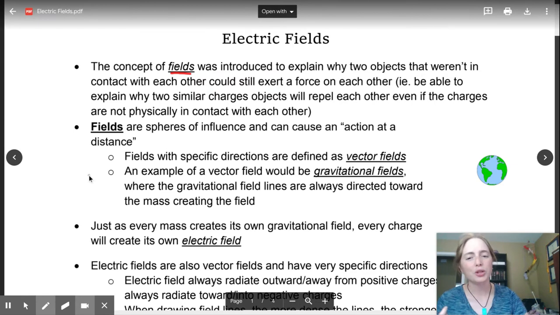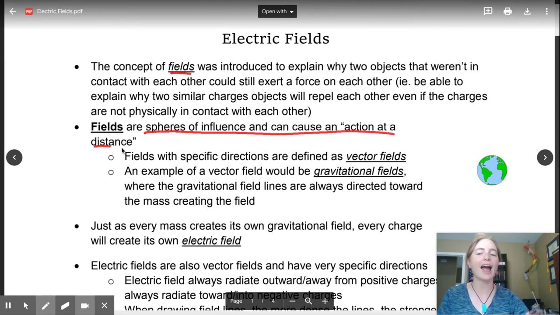So you could see fields, by definition, as spheres of influence that are action at a distance, or force applied at a distance. A field that has a specific direction involved is a vector field, and electric fields are vector fields. They do have a very specific direction involved. Like we did last year, gravitational fields are vector fields as well.